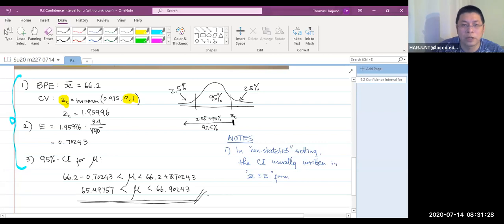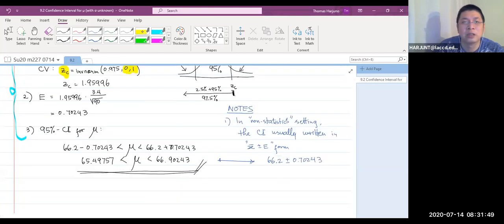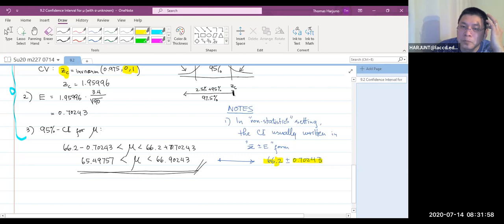So for the example we have next door, instead of writing it as that kind of interval, they would write it this way: 66.2 plus minus 0.70243. If you see this notation, it means the mean is 66.2 and the margin of error is 0.70243. But that's in a non-statistic setting.